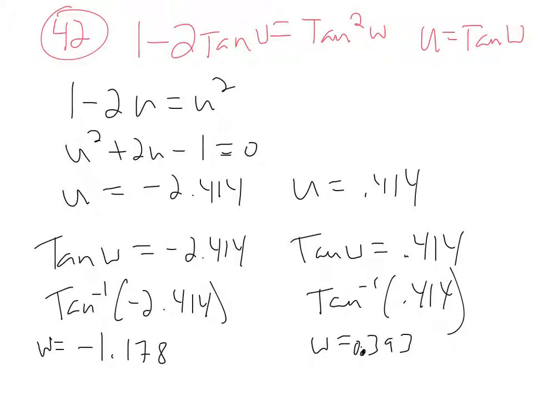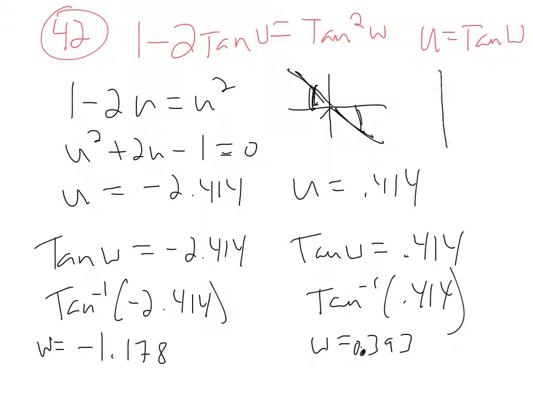Now I've got to think about all possible solutions. For the first one, I know the tangent's negative. I'm talking about this negative here, right? When is the tangent equal to -2.4 whatever? Well, the tangent's negative in quadrant 3 and in quadrant 4. I also know the reference angle, I've got to think about what the arctan tells me.